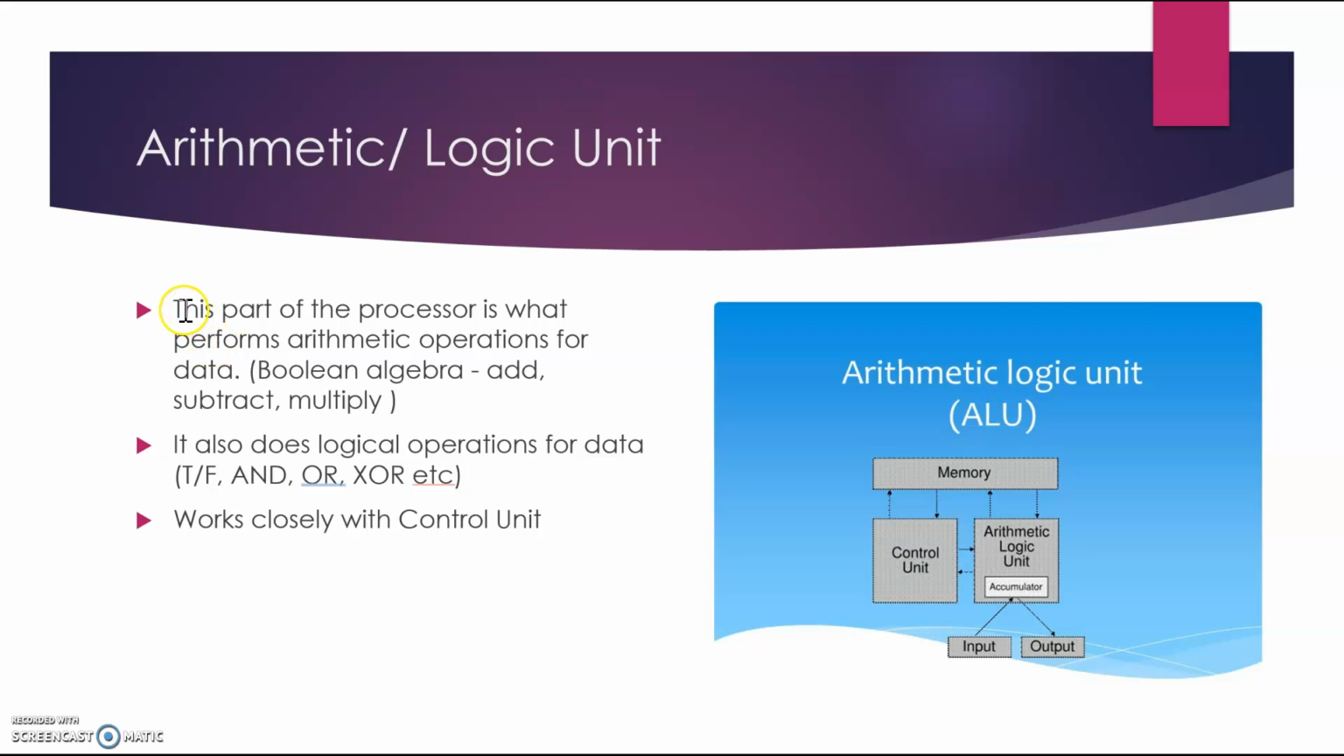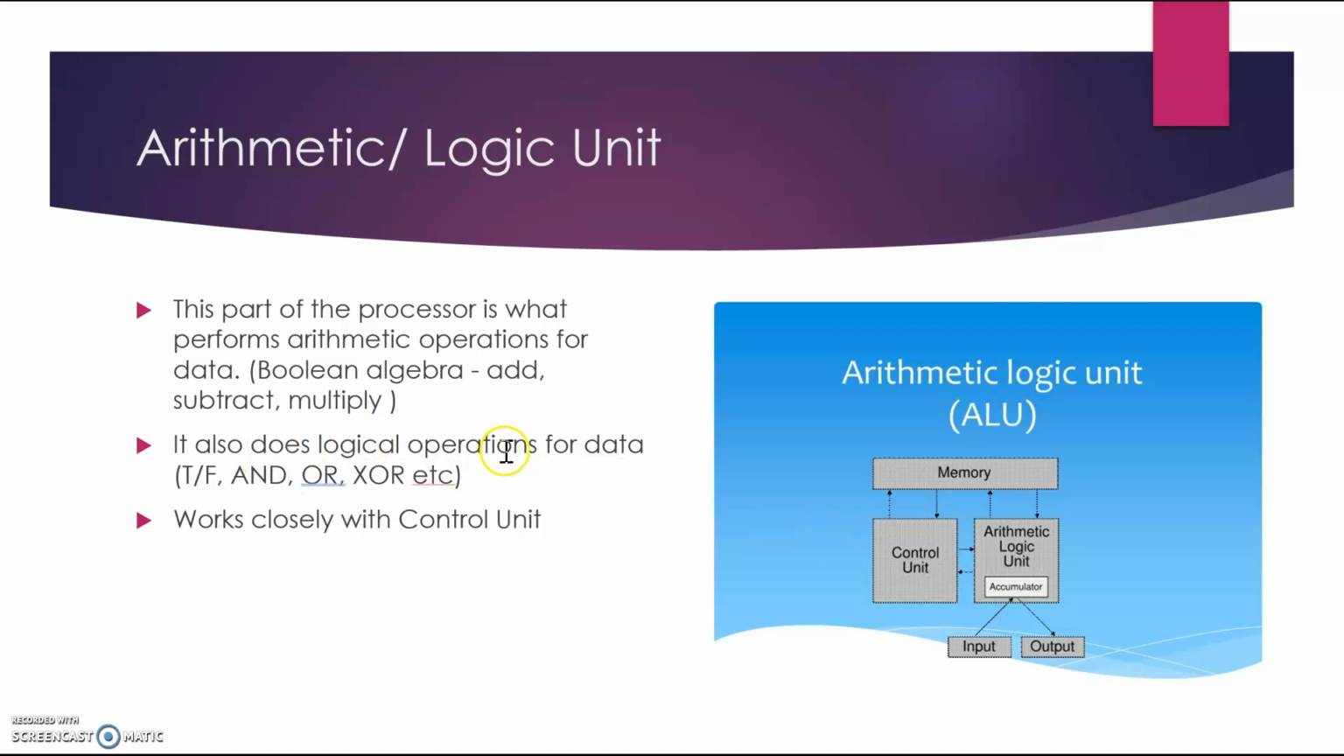This is a very important part of the CPU. It is what performs arithmetic operations for data, which is Boolean algebra, which is algebra that is strictly for 1 and 0 with a base of 2. Add, subtract, and multiplying this, doing the manipulations to the data that it needs to give the proper output.